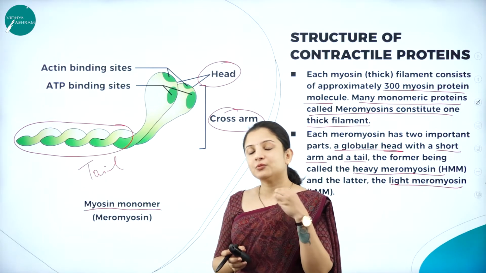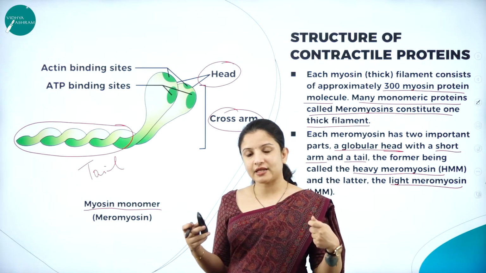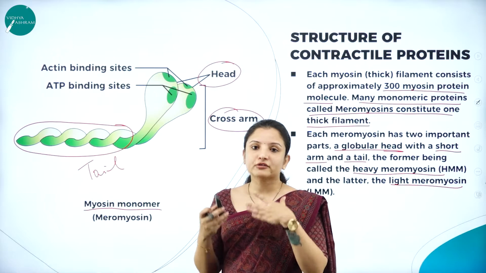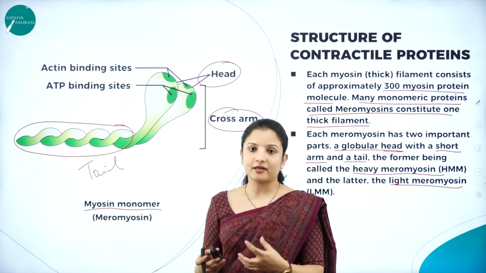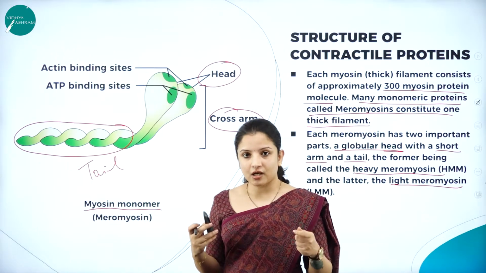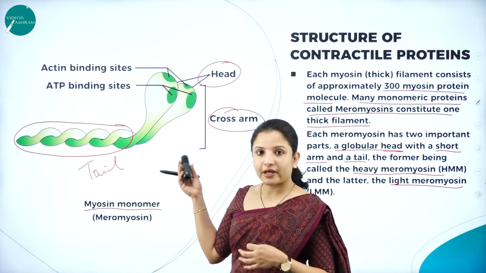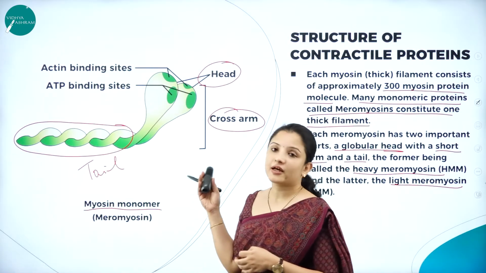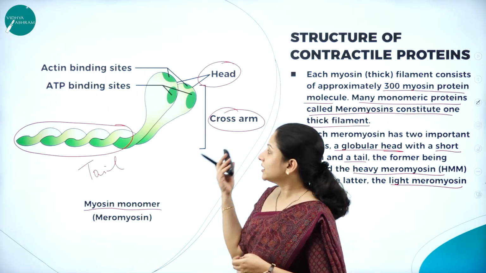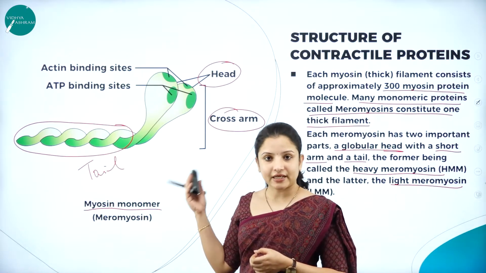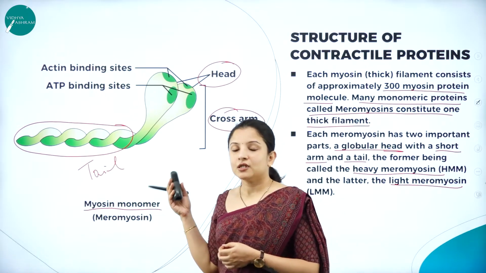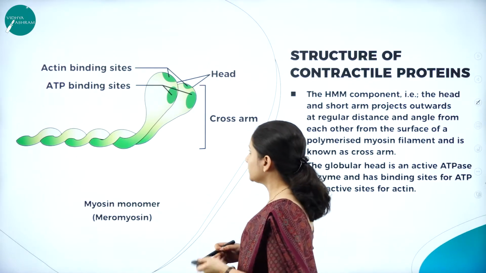When the muscles are in the contraction state, the myosin will go and bind to the actin there. That is when the contraction occurs. So these are the actin binding sites, and the globular head part of the meromyosin is also the ATP binding site for the muscles. So this is about the structure of the protein.